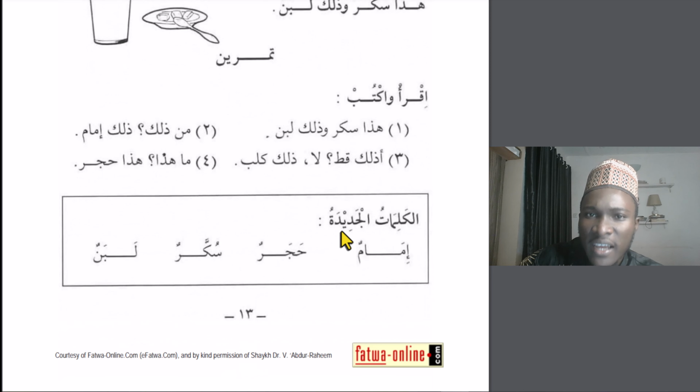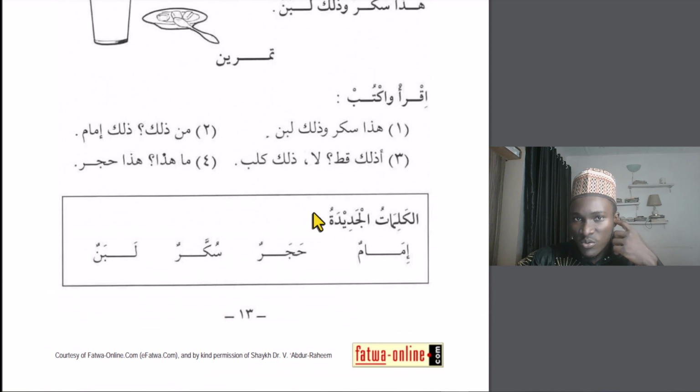الكلمات الجديدة. The new words that we derived from this particular lesson today: imamun, this imam is a leader, like I said earlier. Hajarun, a stone. Sukkarun, sugar. Labanun, milk. Imamun, a leader. Hajarun, stone. Sukkarun, sugar. Labanun, milk. So this is where we'll be stopping today's lesson.